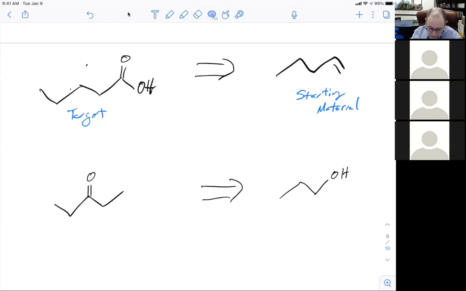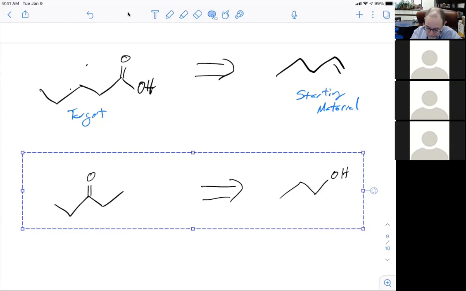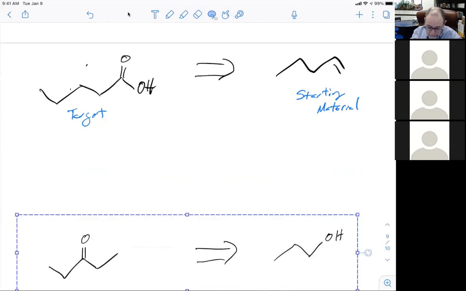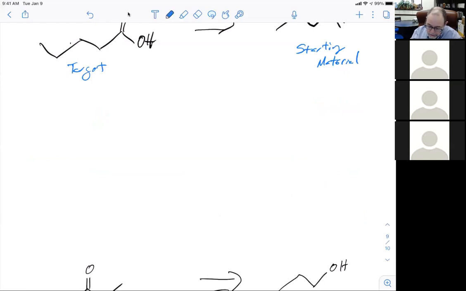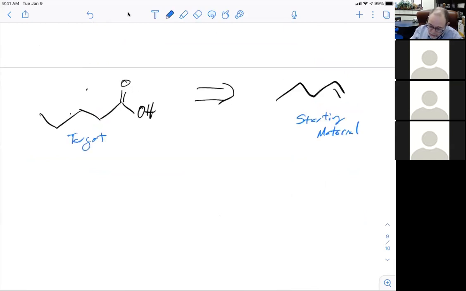Okay, so let's take a look at the first one. If we start with the starting material, we have 1, 2, 3, 4, 5 carbons over here. Over here, we have 1, 2, 3, 4, 5 carbons. If we think about our functional groups, we have the alkene on the 1, 2, and the carboxylic acid on the 1. So we don't have to worry about a change to the carbon skeleton.